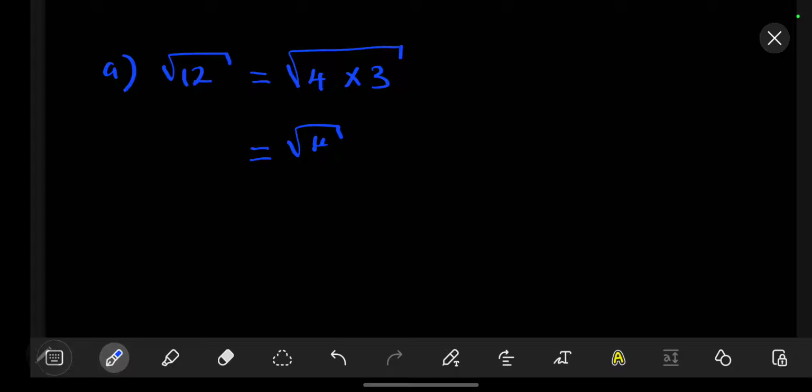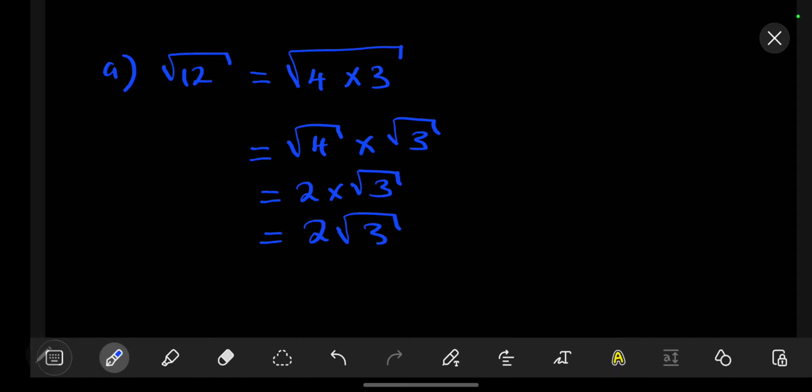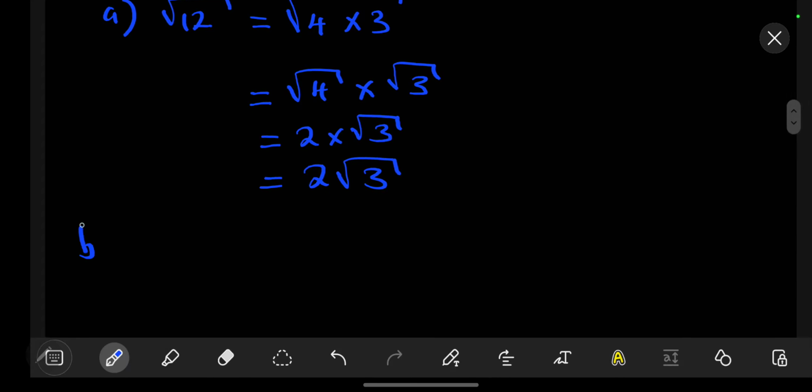So we have the square root of 4 times the square root of 3. The square root of 4 is 2. So we are going to have 2 times the square root of 3, which gives us 2 with the square root of 3 inside, like that. Let's look at our next problem.